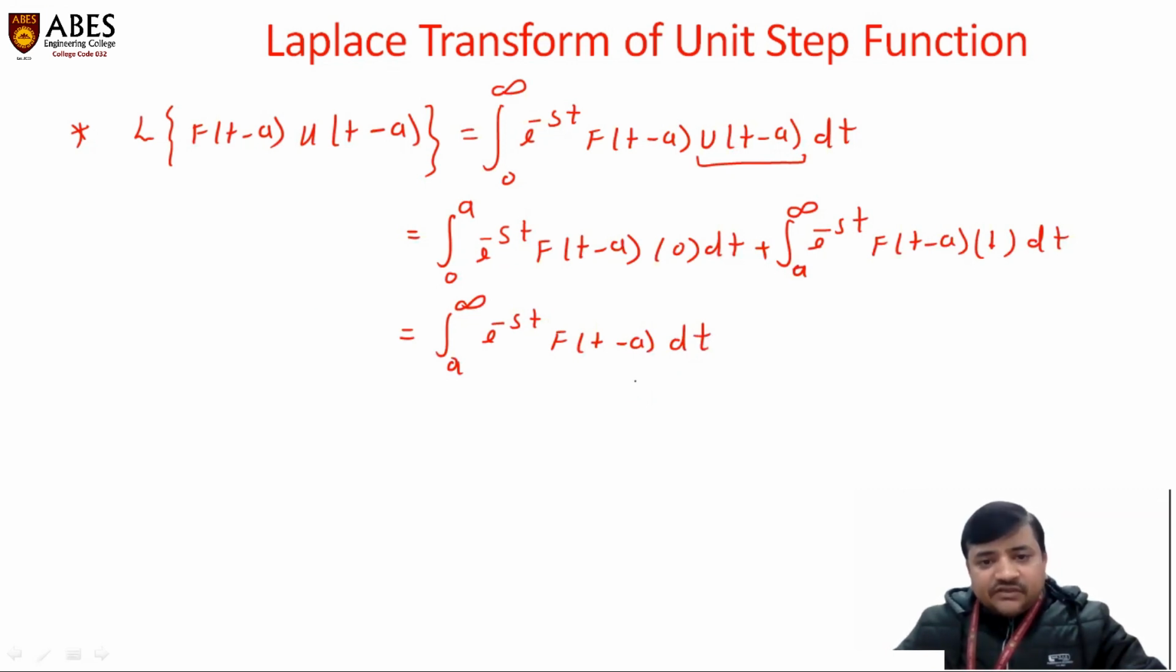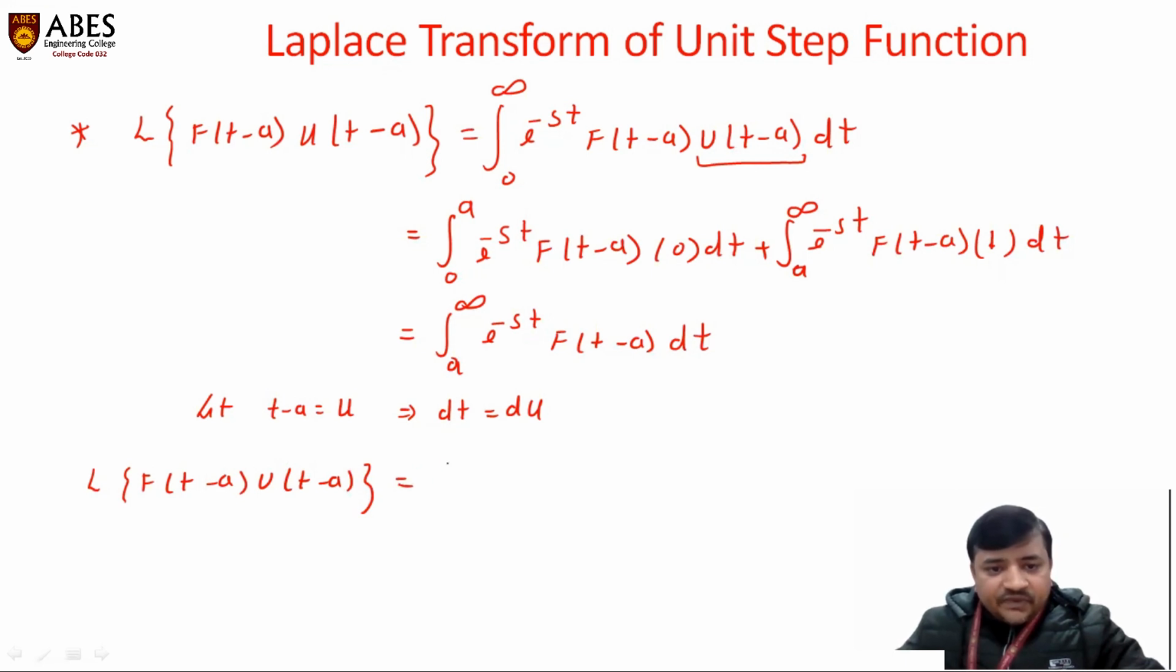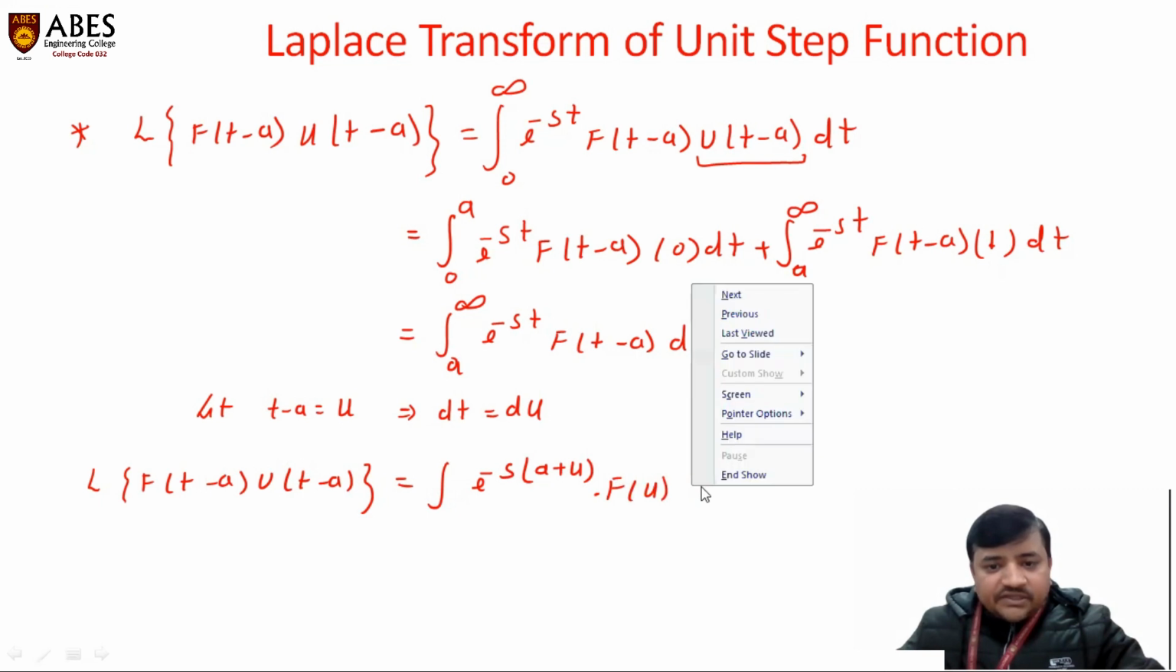Now integral is to be done with respect to t. So what we do, let t minus a equal u. We have taken new variable u as t minus a. So this implies dt may be replaced directly by du, and the Laplace transform of f(t minus a) u(t minus a) may be given as integral e to the power minus s, t may be replaced by a plus u. f(t minus a) will be replaced by f(u), and dt will be replaced by du.